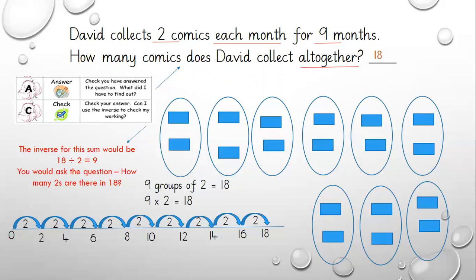Now to check my answer. Can I use the inverse to check my working? Now, what does inverse tell us to do? It means the opposite of multiplication. So I know that the opposite of multiplication, or the inverse of multiplication, is division. And when I write a division sum, I always put the largest number at the beginning of my number sentence. So I'm saying 18 divided by 2, and I'm saying divide by 2, because there's 2 in each group. 18 divided by 2 equals 9. Or you can ask, how many 2's are there in 18? And I check that my answer is correct.